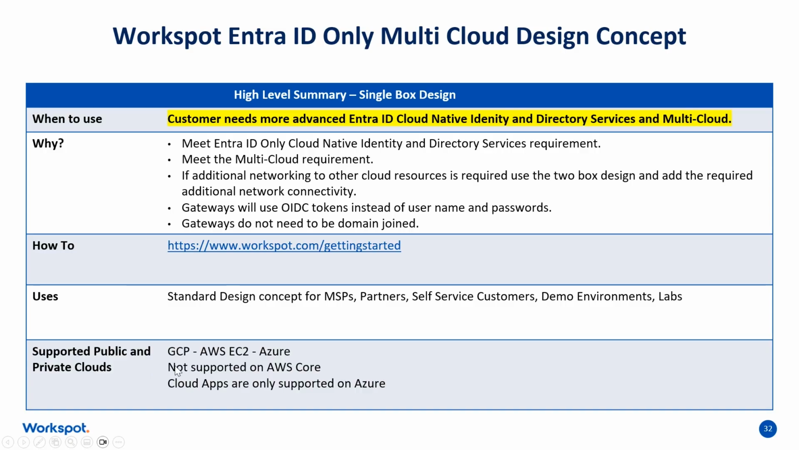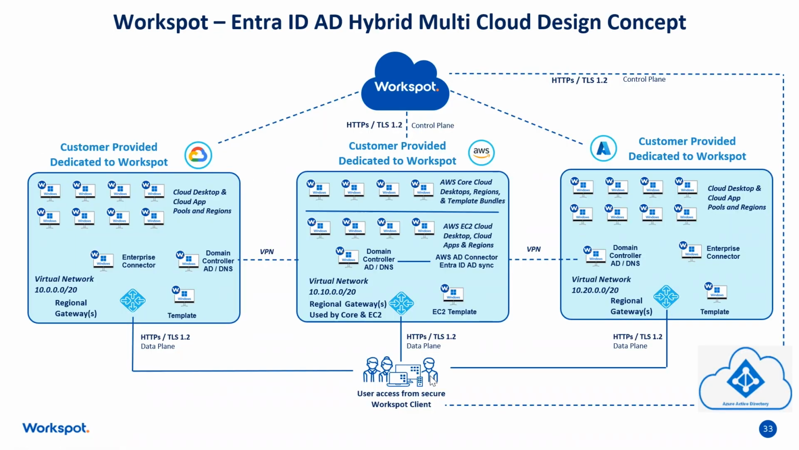Again, AWS Core has a bit of a limitation there. Cloud apps are only supported on Azure. So that's when we would start to look at a hybrid, and that's where you bring in the back end domain controllers and DNS services and whatever construct you want to use, but typically VPN between them. You could have a transit. There's all kinds of possibilities here, but out of the scope of what we're talking about, because in the context of Workspot, it's just plugging these boxes in where they need to go into the fabric of what an enterprise has already.